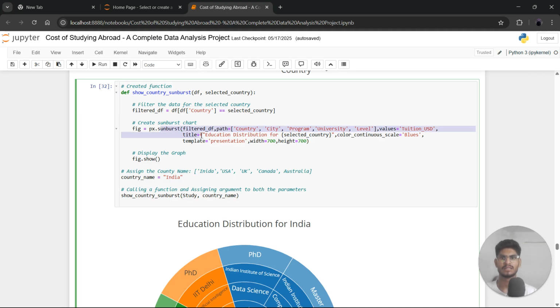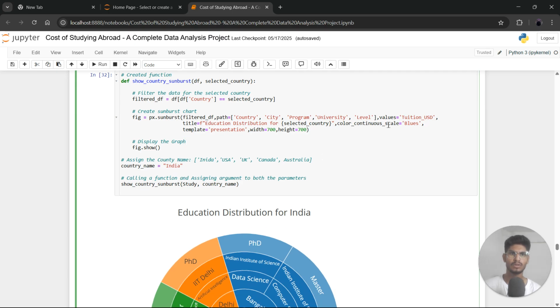So I'm using sunburst. Sunburst is like a combination of multiple columns, just to make you understand in depth. I'm using the values tuition USD, meaning the relation will be with the tuition USD. I'm using the title function just to give the title to the graph.